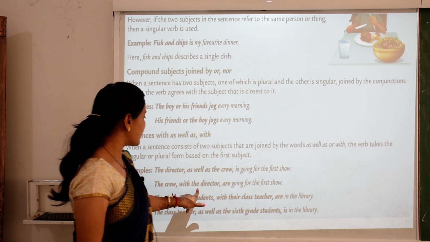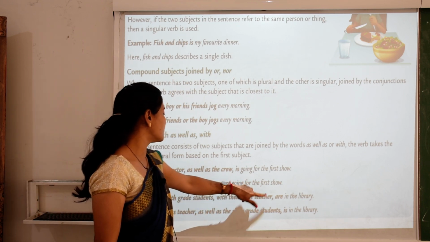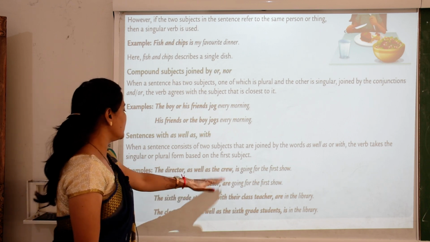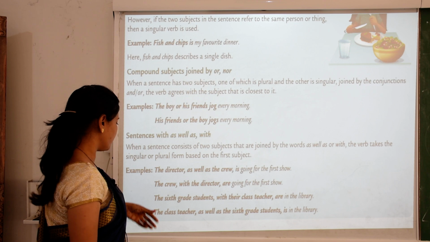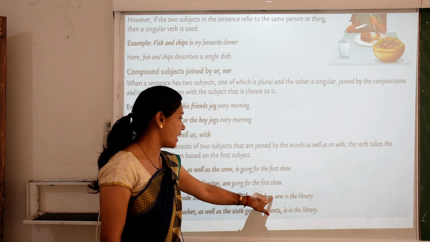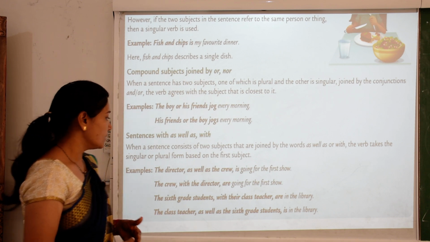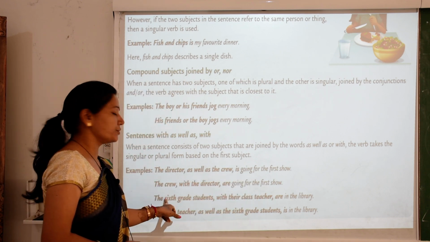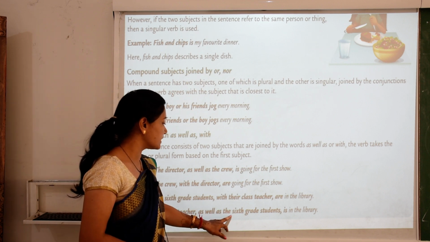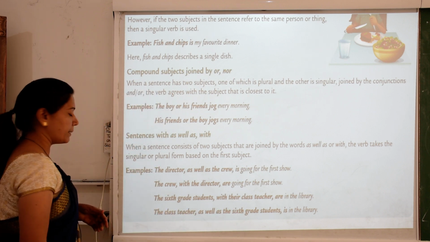The crew with the director are going for the first show. So here also we are placing the verb according to the first subject. The 6th grade students with their class teacher are in the library. So here we are putting the verb according to the first subject. The class teacher as well as the 6th grade students is in the library.